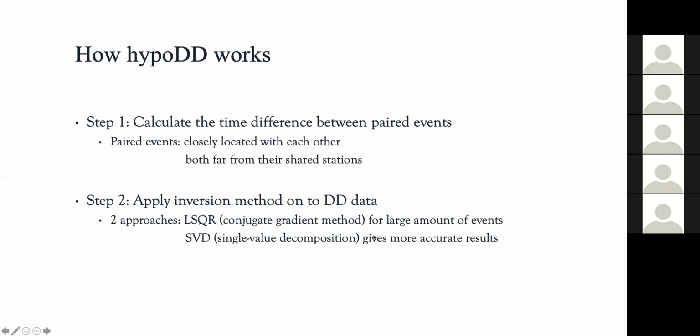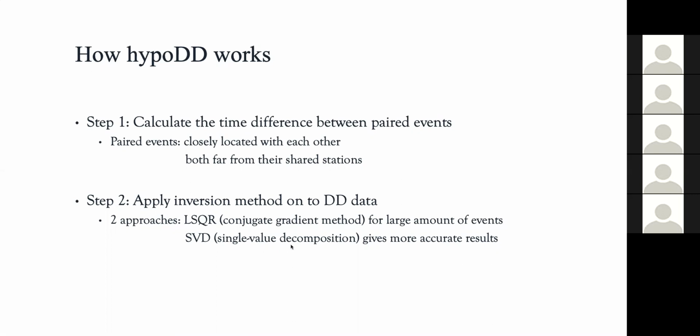Okay, for the first step, we can use two kinds of data. One is the catalog data, which you can download from IRIS. The other is the waveform correlated data, where we do cross correlation for paired events and then get their arrival time difference. Obviously this second data is more accurate because the cross correlation makes the arrival time more accurate. For the second step, we have two approaches. One is LSQR, the conjugate gradients method. This is an approach that's more appropriate for a large area with a large number of events.